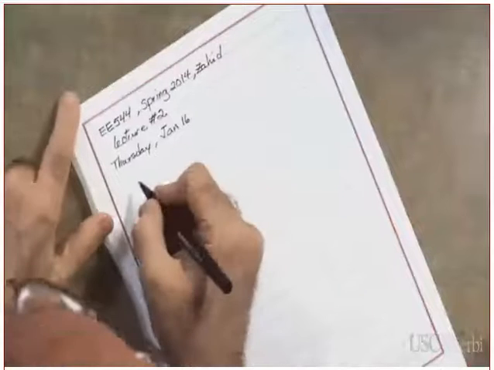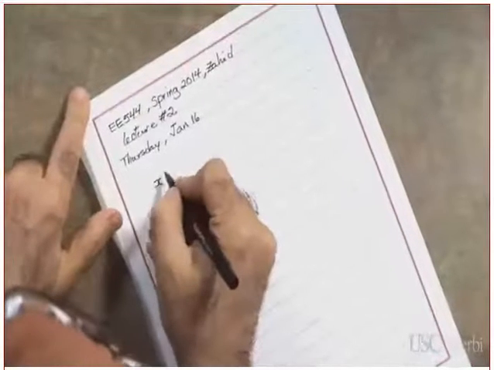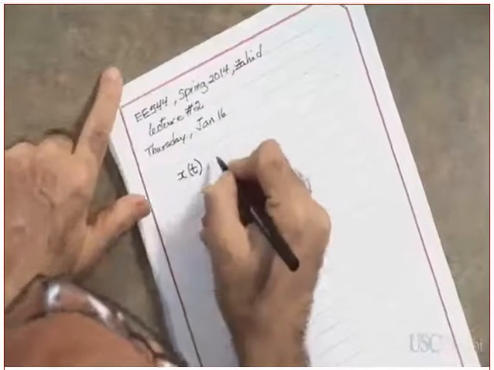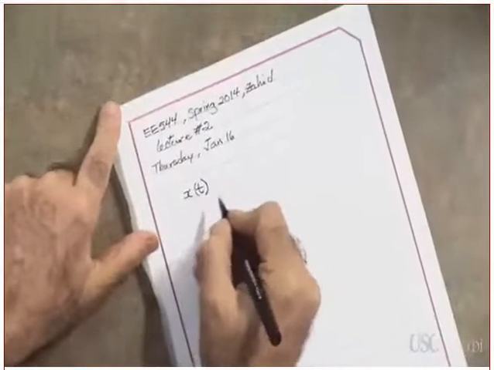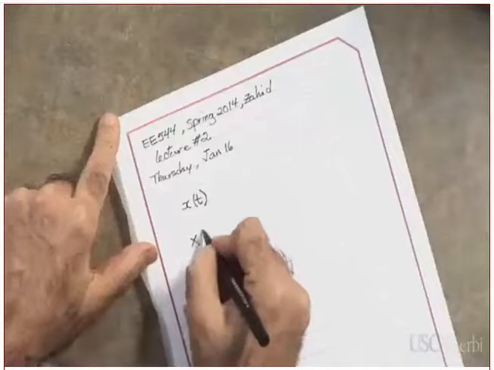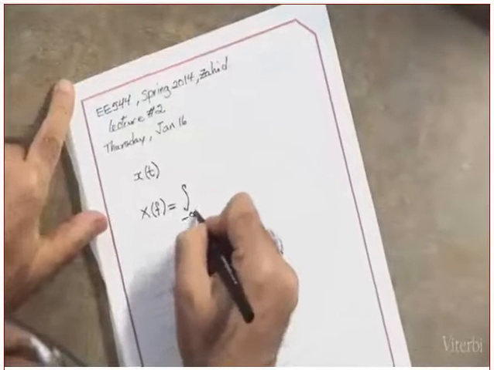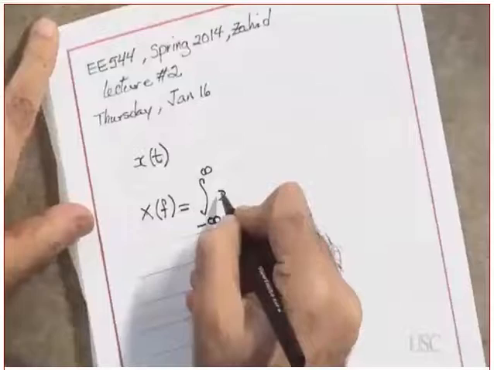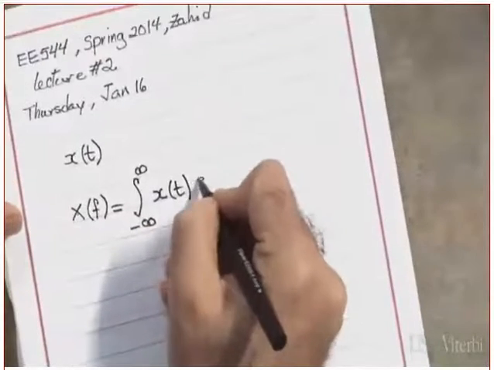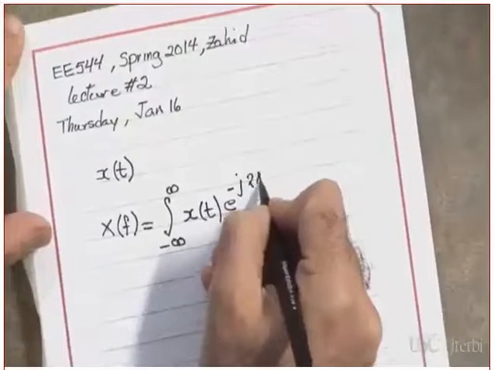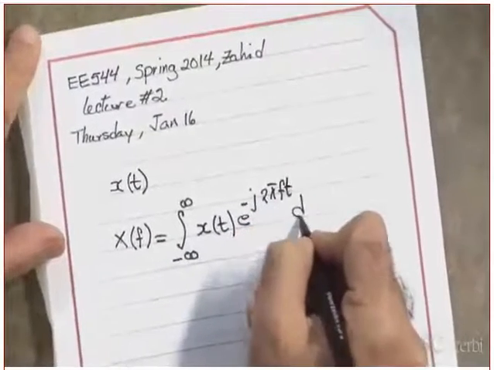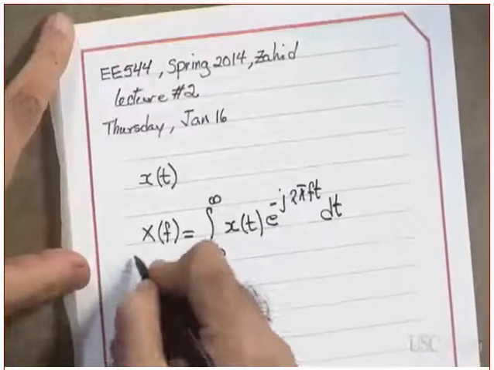Let's see if you remember one thing. Let's assume I have x of t as the signal in the time domain. What is it in the frequency domain? What is the spectrum? How do I define the spectrum? X of f is equal to what? The integral from minus infinity to infinity. Is this ringing a bell? Of x of t e to the minus j 2 pi f t dt. Clear? This is called the spectrum.